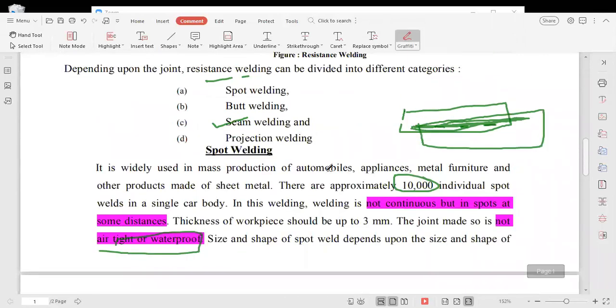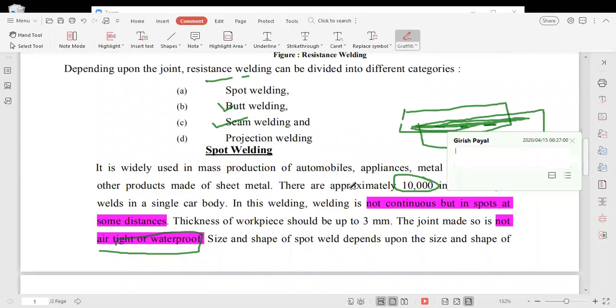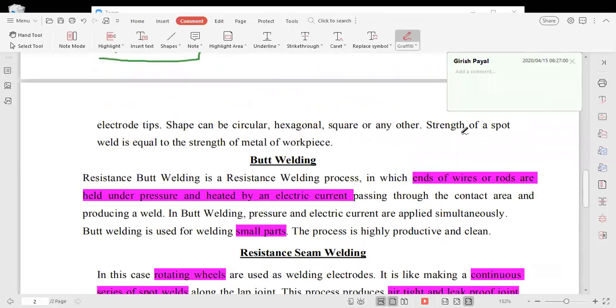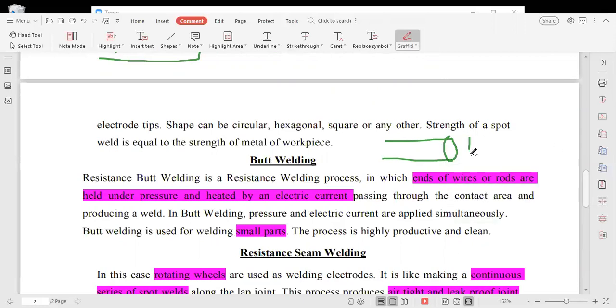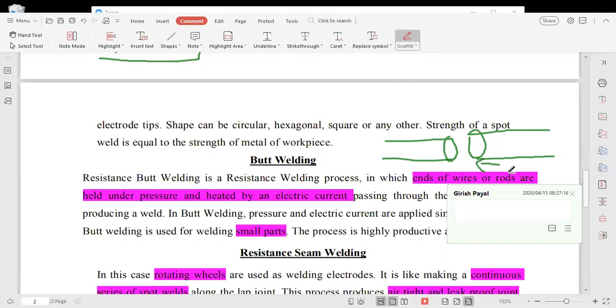Now third type of welding is butt welding. Suppose we want to join the ends of two pipes, दो pipes हैं, उनके ends को हम join करना चाहते हैं. We want to join the ends of these two pipes. Then if the joint is made at the end through resistance welding, they are brought in contact and then current is passed through and then pressure force is applied in these two directions.